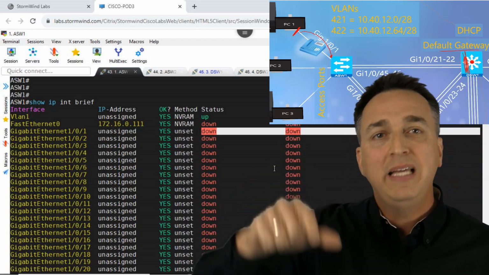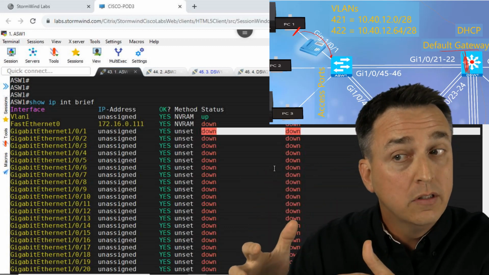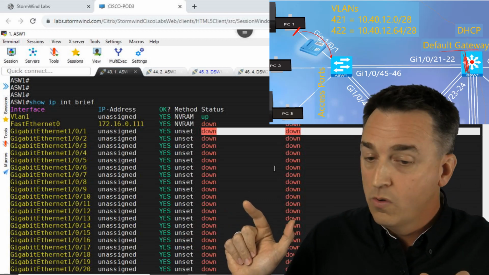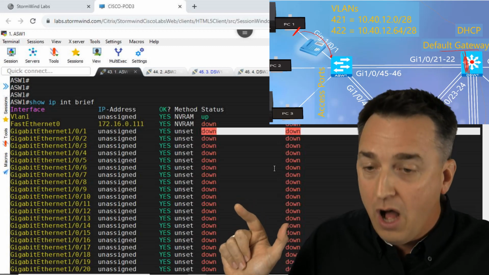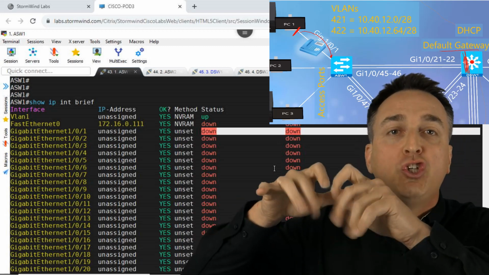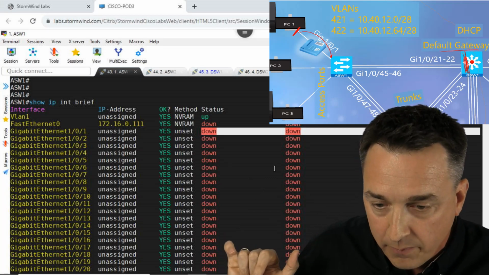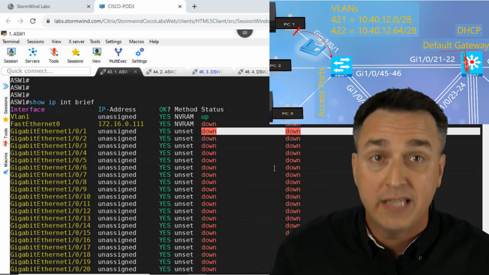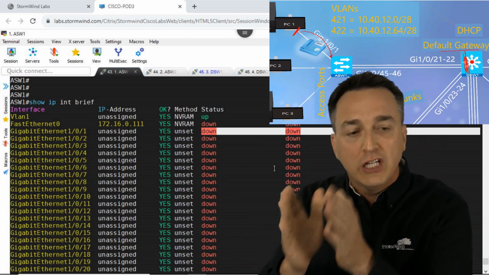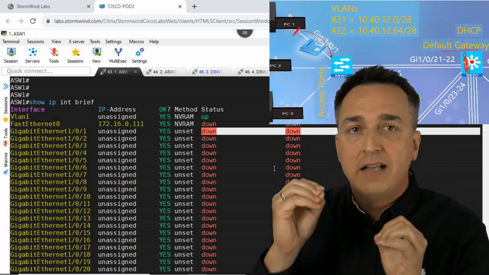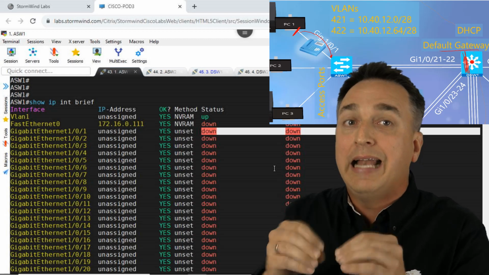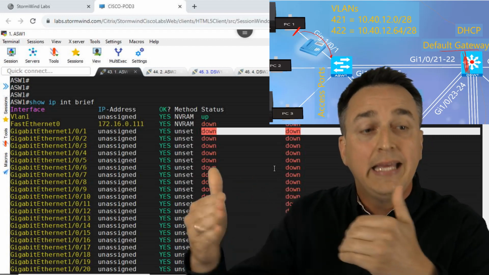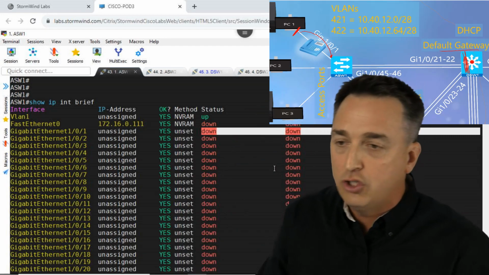Now, folks, would it be down because someone shut it down with the shutdown command? Yes or no? No. Why not? What would it say if it was shut down by someone? Yeah, it would say administratively down. That's what it would say instead. So we know just by looking at these outputs that it's not administratively down, meaning that it is enabled. We're just not able to right now make a connection at layer 1 or layer 2.